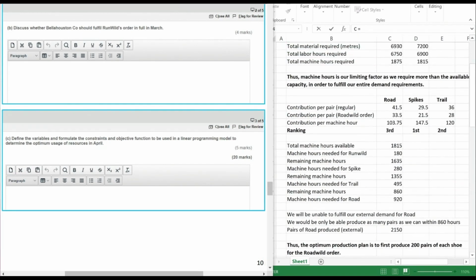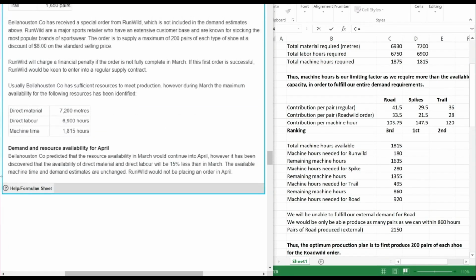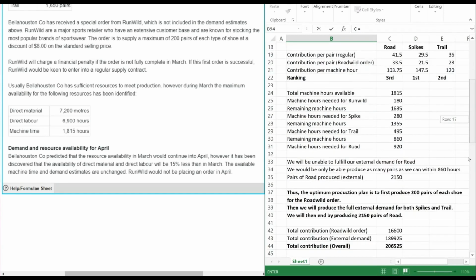Let's just go back to the question to see if there's any other information they've given us for April. Demand and resource availability for April. Bella Houston predicted that the resource availability in March would continue into April. However, it has been discovered that the availability of direct material and direct labor will be 15% less than in March. So material and labor will go down. The available machine time and demand estimates are unchanged. Runwild will not be placing an order in April, so we'll be using the contribution per pair for our regular external demand, which is 41.5, 29.5 and 36 for each respectively.